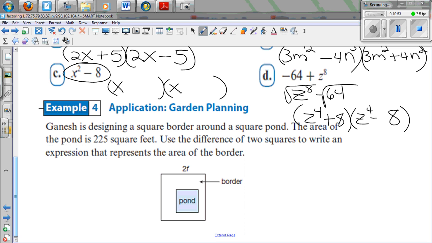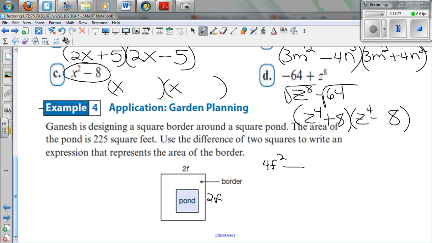Last one, example 4, is an application for a garden problem. It says Ganesh is designing a square border around a square pond. The area of the pond is 225 square feet. Use the difference of two squares to write an expression that represents the area of the border. So the first thing is that this is supposed to be a square. It doesn't look very square, but so it's 2f times 2f. If we know that, then we know that the area of the whole piece is 4f squared.